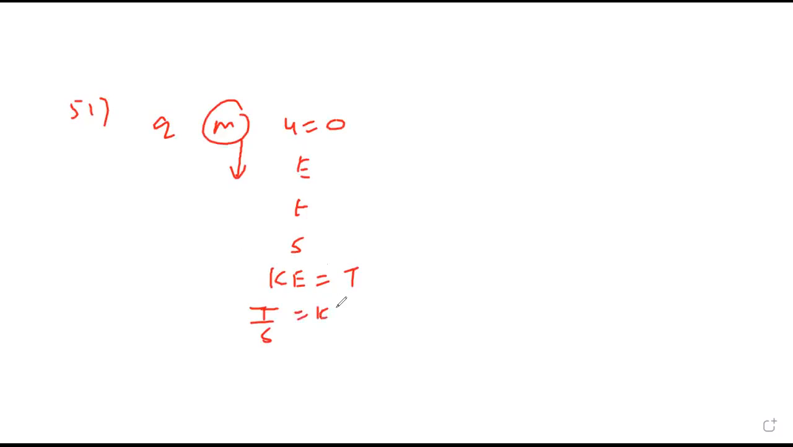A particle of mass m, charge q, is released from rest, so initial velocity 0, in a region of uniform field E. After time t, the distance traveled by the charge is s. Kinetic energy attained by the particle is T. Then the ratio of T by s, that means kinetic energy upon distance, we have to calculate.